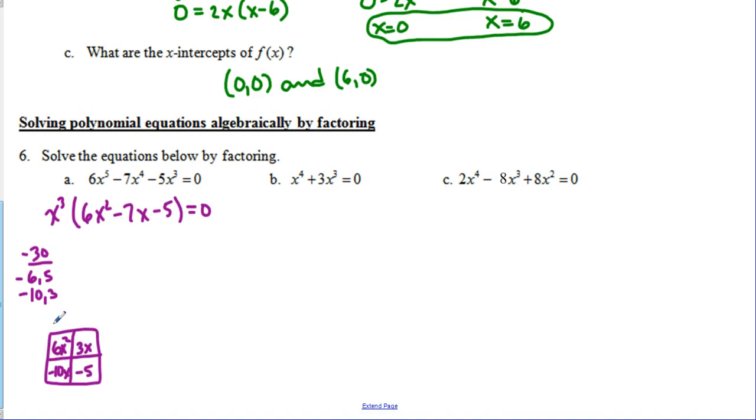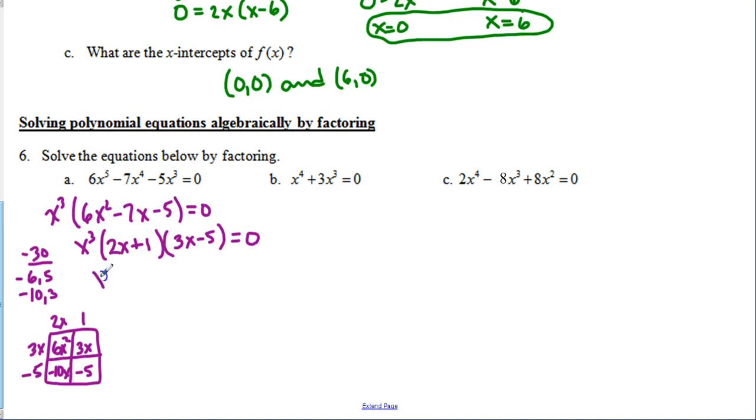Now we're going to take our GCFs of 2x and 3x, and the rest is easy. 2x times what makes negative 10x? That's a negative 5. 3x times what makes 3x? Well, that's a 1. I see my factors. So now we can write it out. X cubed, I just have to shift it slightly. My remaining factors come from the dimensions of my area model here. 2x plus 1, 3x minus 5. And now we're just going to solve each one of those, set them equal to 0.